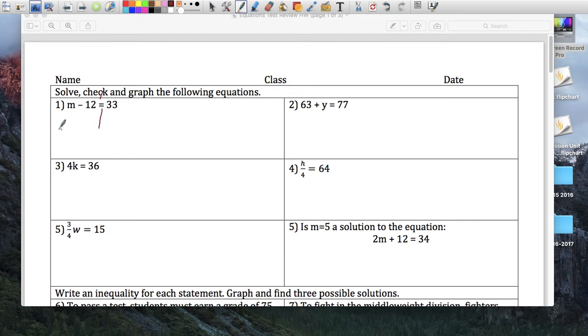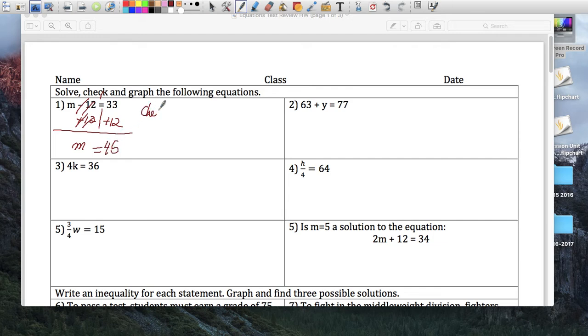Splitting my equation into two sides, the left side and the right side. I'm going to do the inverse of subtraction, which is addition. So plus 12, and plus 12 on the other side. The minus 12 and the plus 12 become 0, so I don't need to write 0, and I just have m left over. It equals 33 plus 12, which is 45.